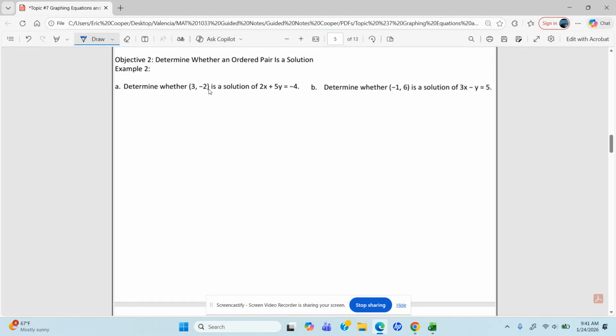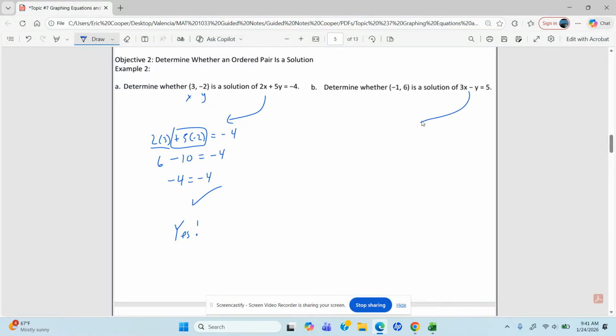So here we're going to determine if this is a solution of this. Remembering that the first part is the x, and the second part is the y. So I'll take this equation, I'll go 2 times 3 plus 5 times negative 2, and my job is to see if it equals negative 4. 2 times 3 gives me 6, 5 times negative 2 gives me negative 10. Does 6 minus 10 equal negative 4? Yes, it does. So is this a solution to the equation? Yes, this would be a solution.